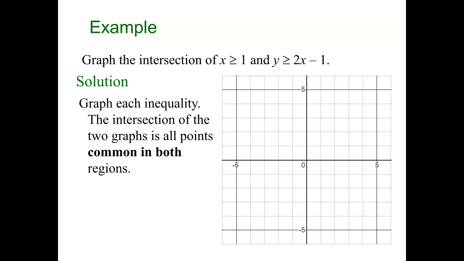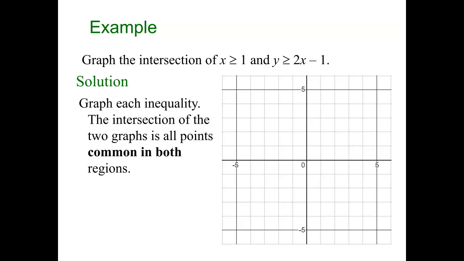Okay? Intersection. Intersection of a road. Where the two roads meet. Where the two roads are the same. Where the two roads overlap. The intersection of inequalities is where our two shaded regions overlap, where the two shaded regions meet. So we're going to graph both of those, and we're going to look at where the shaded regions are going to be, and we want to find the section where they overlap.